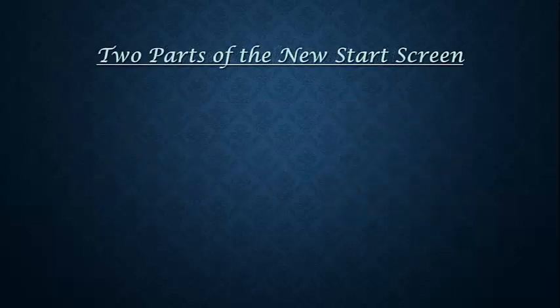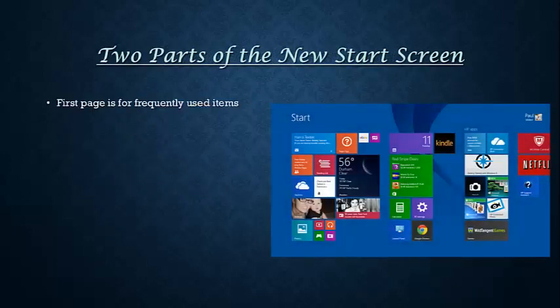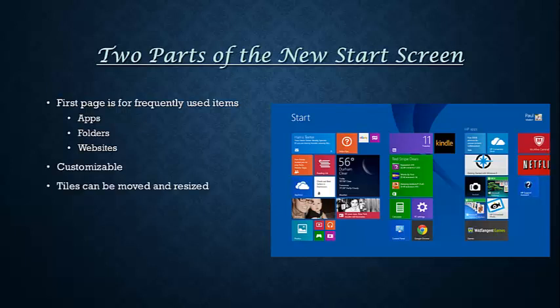There are two parts to the new Start screen. The first page is for frequently used items, such as apps and folders, and you can even save your favorite websites to it, as long as it's done through Internet Explorer. The page is very customizable. All the tiles can be moved and resized. Some of the tiles are live, which means they're constantly updated, such as news, weather, the Windows Store app, and others such as your mail and your social media sites.